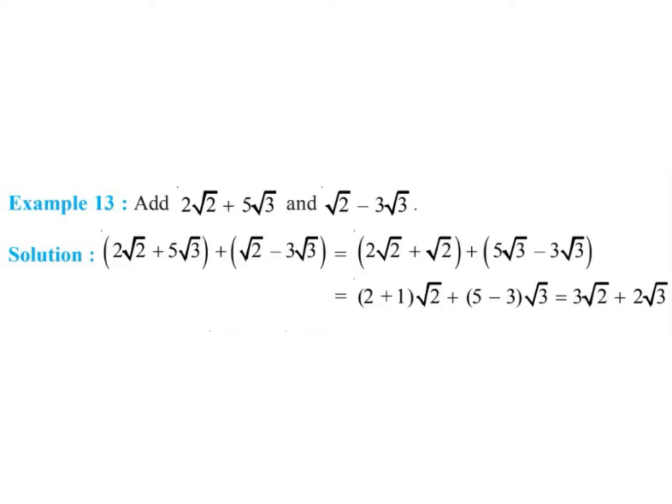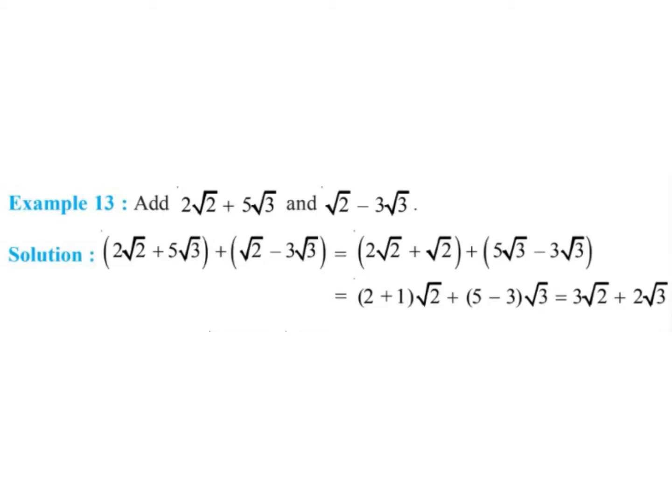Add 2 root 2 plus 5 root 3 and root 2 minus 3 root 3. Now here you can see that there are terms containing root 2 and terms containing root 3. So what you have to do, you have to take the terms containing root 2 together and the terms containing root 3 together. So first of all, we have to add 2 root 2 plus 5 root 3 plus root 2 minus 3 root 3. So when we'll take the terms containing root 2 together, we'll get 2 root 2 plus root 2 plus 5 root 3 minus 3 root 3.